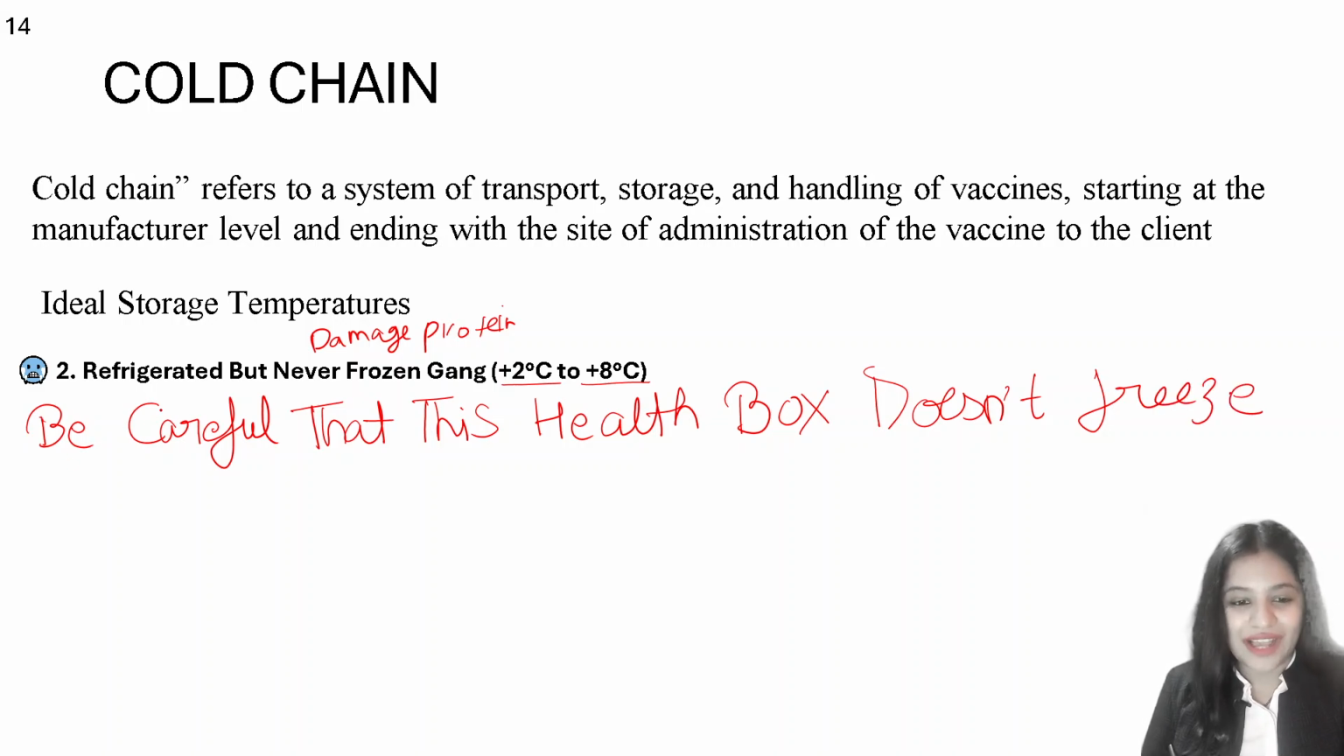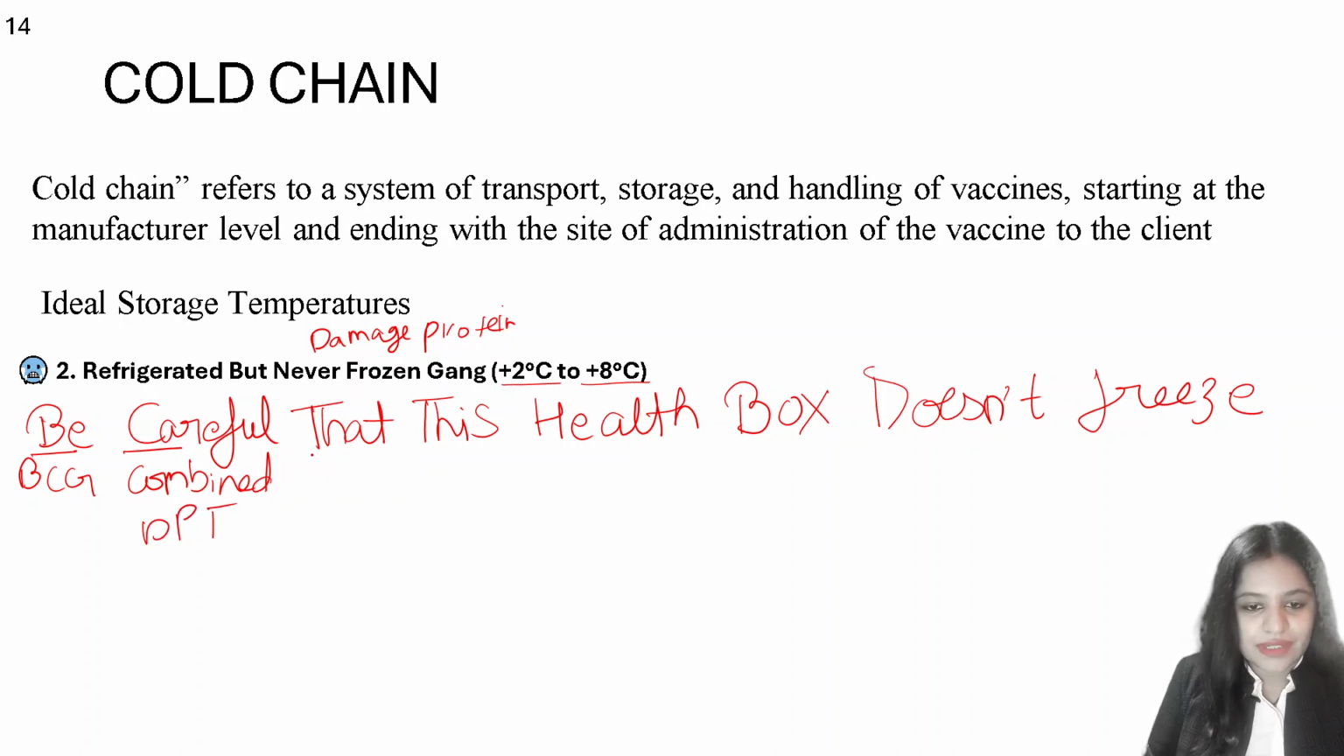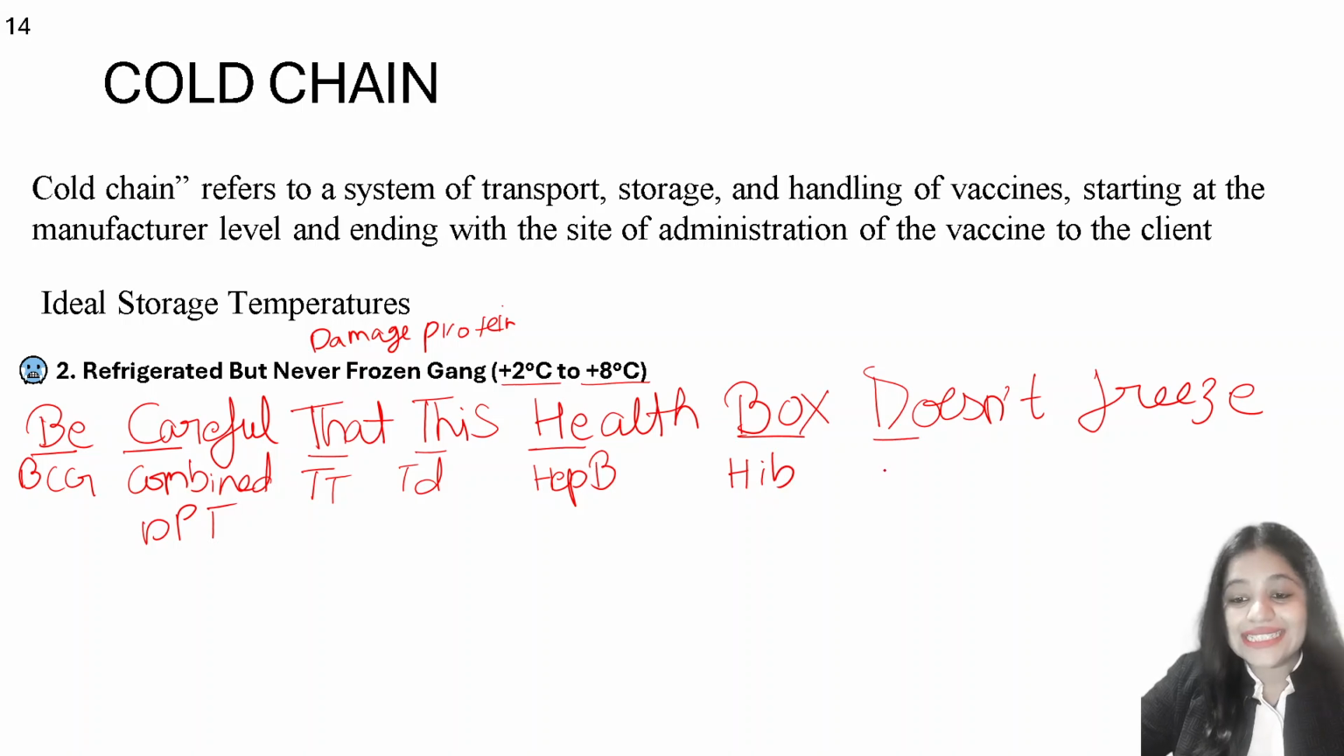Now let's see those vaccines which should be refrigerated but never frozen. That is BCG, combined DPT, tetanus toxoid, adult diphtheria toxoid, hepatitis B, Haemophilus influenzae B, and D stands for diluents. Okay.